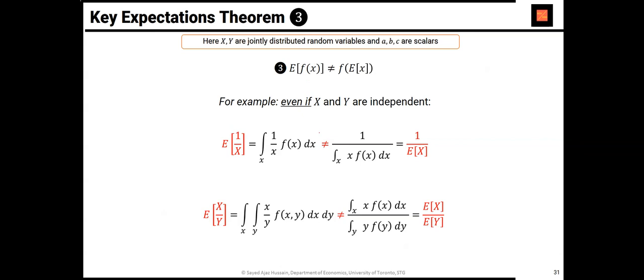Here's a common mistake some people make. They think that the expectation of a function is a function of the expectation. So for example, the expectation of 1 over x, or x inverse, is the inverse of the expectation. Not true, as you can see. Some people think the expectation of a ratio is the ratio of the expectations. By example, you can see, not true. So don't make the mistake.